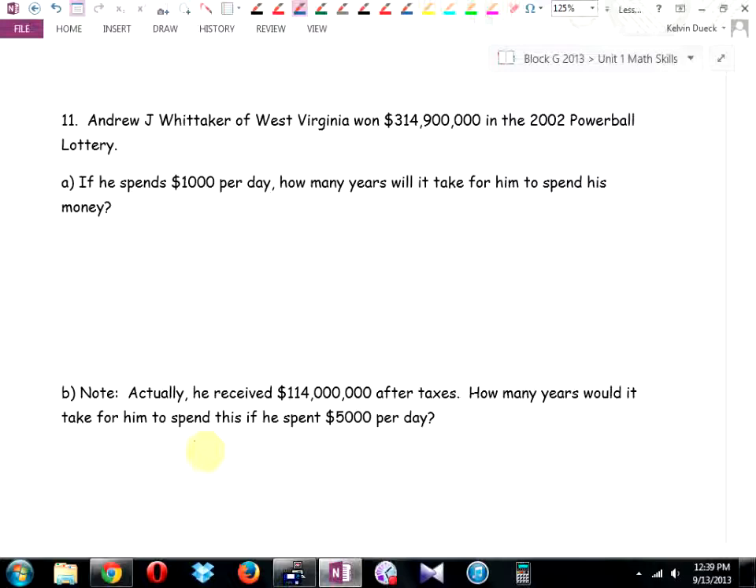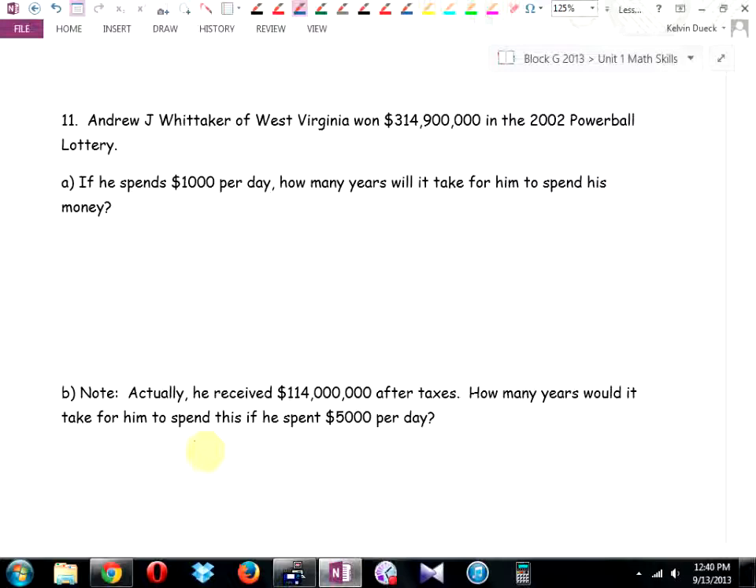So, part A says, suppose he spends $1,000 a day. It's a chunk of change. How many years will it take for him to spend his money? Can he spend it in his lifetime? This is a job for some unit conversion. Okay. Kyle, how much is he spending per day? I think what I'm going to do is take the total amount of money and divide it by $1,000, and that should tell me how many days. Does that make sense so far? And then I think I can go from days to years.